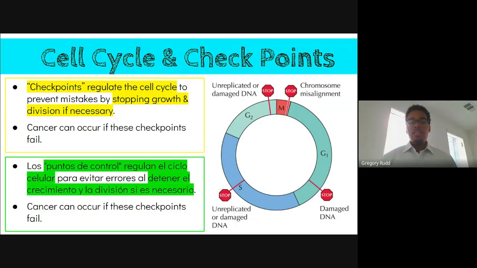In a healthy cell, there are specific checkpoints that regulate the cell cycle. And you should write this down. These checkpoints prevent potential mistakes, not only mistakes that can lead to cancer, but mistakes that could just lead to dysfunction.